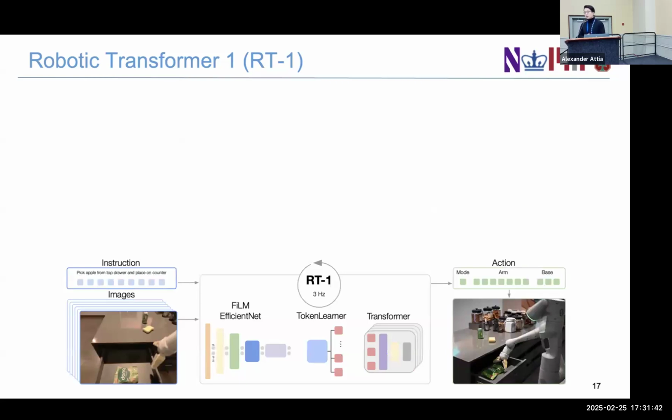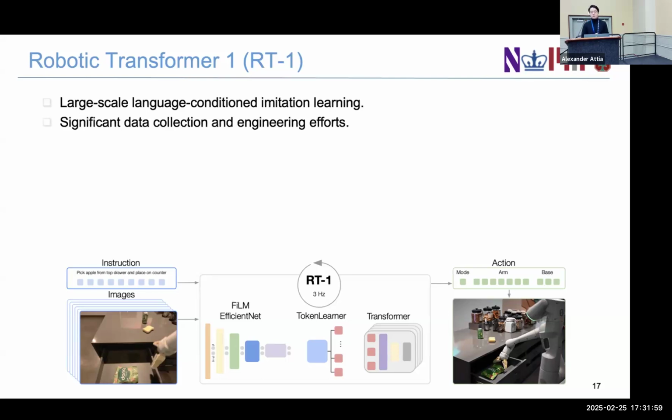To summarize robotic transformer one, what they do is essentially large-scale language-conditioned imitation learning. So it has all the problems that imitation learning can have; for example, you just cannot be better than the experts. And they spent a lot of effort on large-scale data collection, a lot of engineering effort on fleet data collection. It's not just one robot collecting the data, but a fleet of robots all operated by human operators. That's very costly.